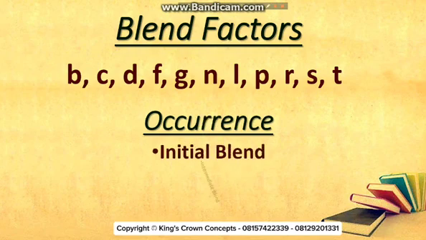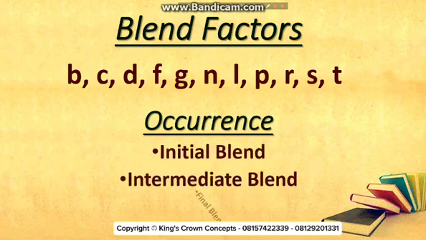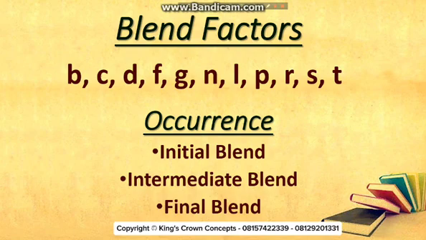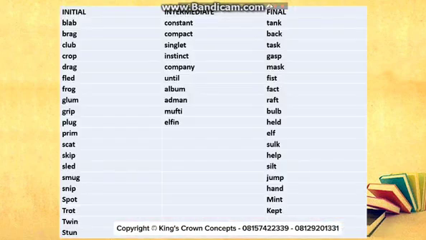How do they occur? They occur in initial blend, intermediate blend, and final blend. Occurrence means where do they appear? They appear in the beginning of a word, they appear in the middle of the word, and they also appear at the end of the word. Some words can have them appearing at the beginning and at the end. Some words can have them appear at the beginning and then in the middle. Some other words have them appearing in the middle and at the end. So these are the initial blends, intermediate blends, and final blends.